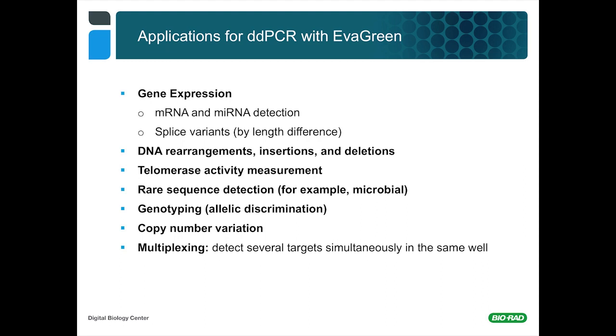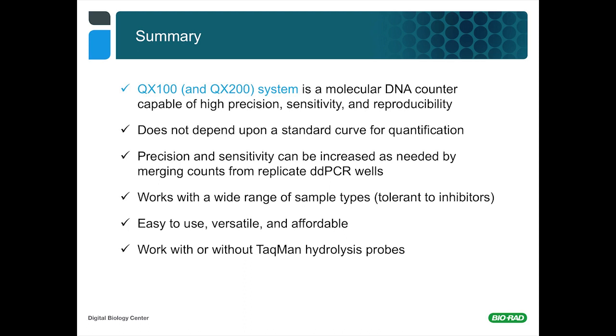And just to finish off here, I hope you have been impressed that the QX100 and 200 systems are highly precise, sensitive, and reproducible molecular DNA counters, that they do not require a standard curve for quantitation. The precision and sensitivity is something that's tunable by the number of wells you use, from 1 to as many as you need. That it works with a wide range of sample types. It's easy and versatile and affordable, and it works with or without TaqMan hydrolysis probes.